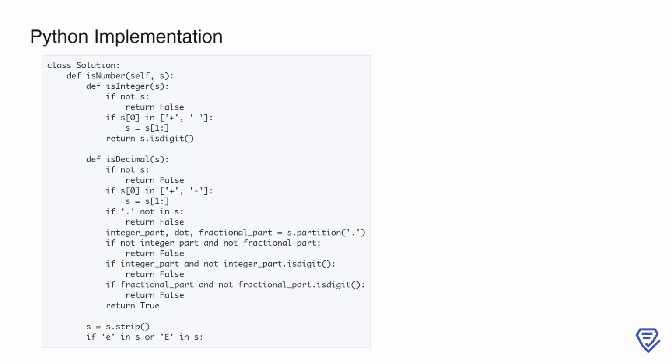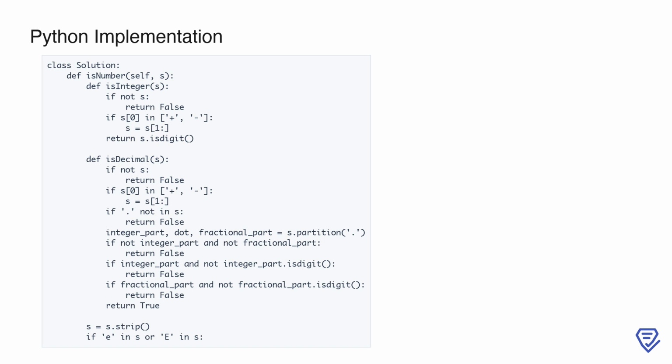Here, we start by defining a class called Solution with a method isNumber that takes a string s as input. Inside this method, we define two helper functions, isInteger and isDecimal. The isInteger function checks if a given string represents a valid integer. It first ensures the string is not empty, then checks if the first character is a plus or dash sign, which indicates a signed integer. If so, it removes the sign and verifies if the remaining part consists only of digits using the isdigit method.